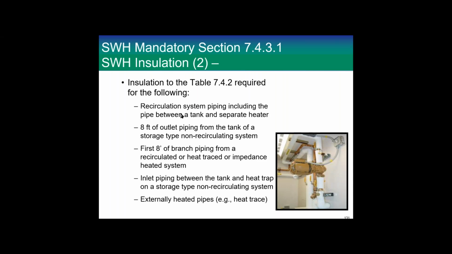First 8 foot of a branch piping from a recirculated or heat traced impedance heating system. So what we're saying here is you're running around the building with your recirculated system, and then you branch off to go to the restroom or somewhere to get to the fixtures using the hot water. Then 8 foot of that needs to be insulated. The first 8 foot. After that, you know, tell you to insulate.